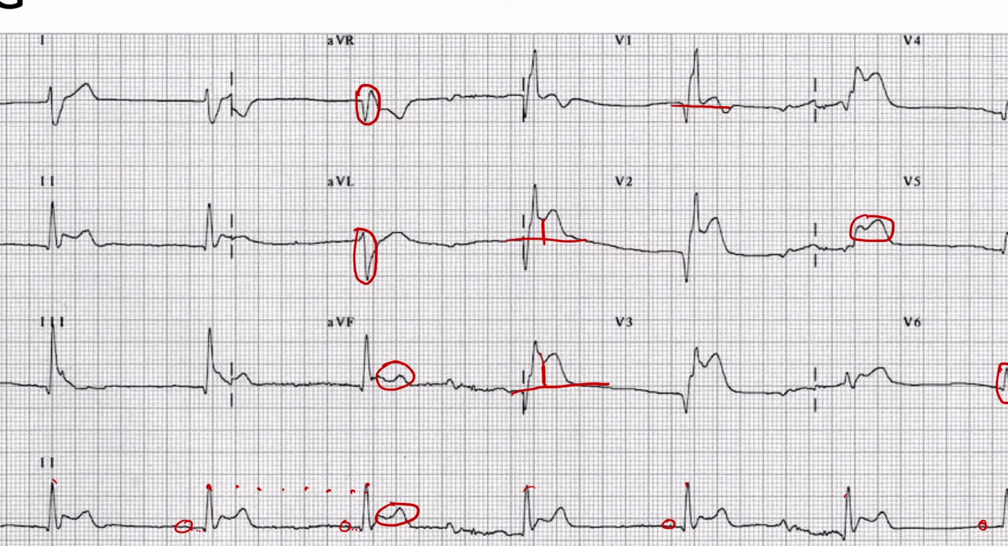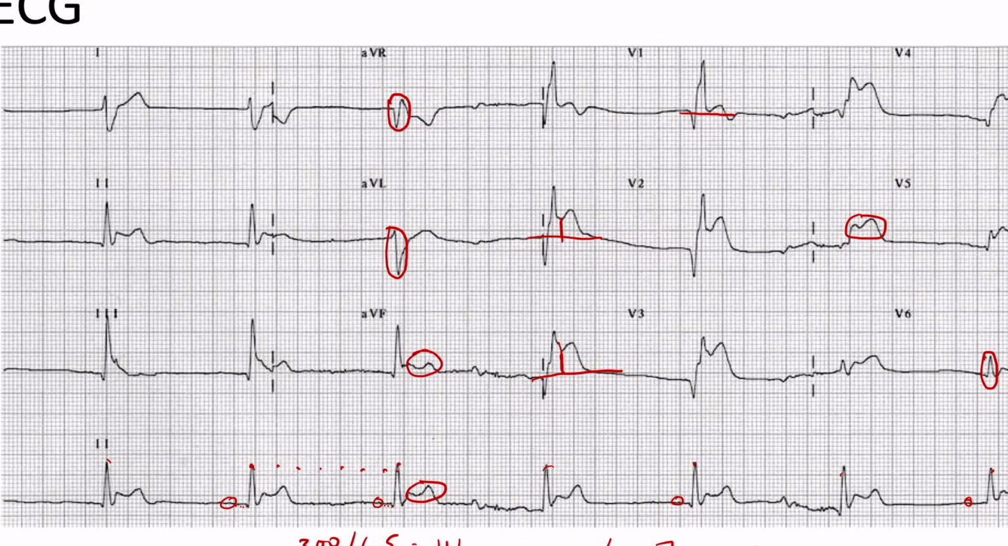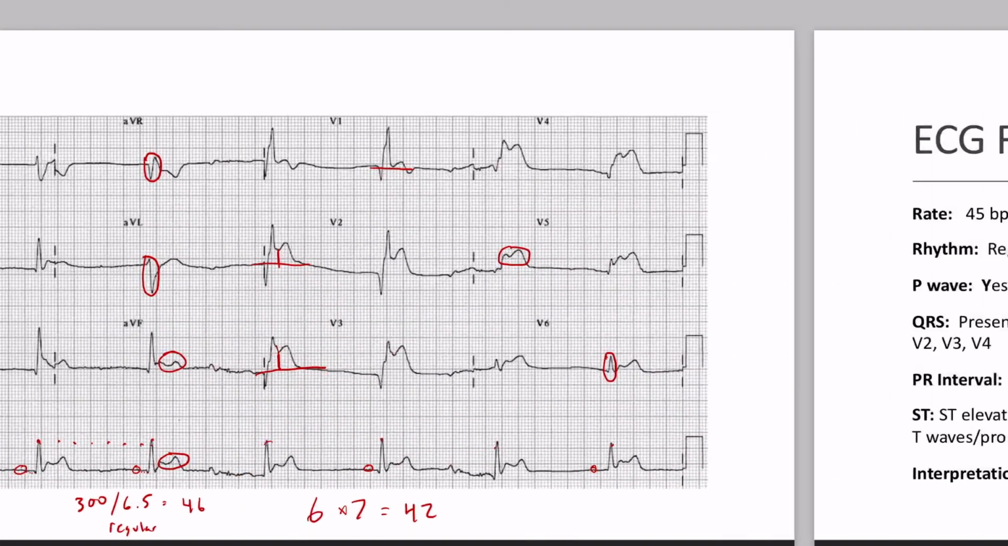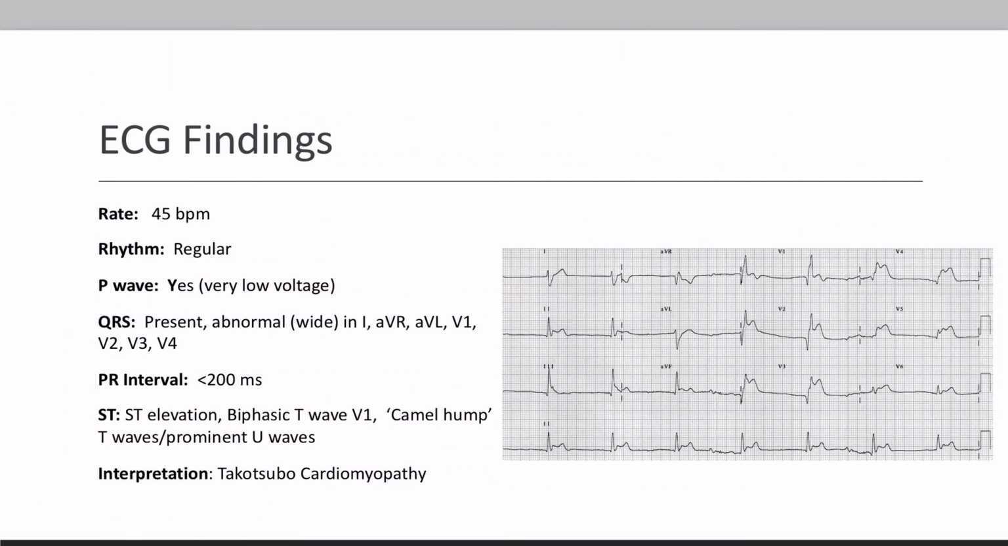So as you can see, there are a lot of things going on here. But I think the first thing that should jump to mind would be the ST segment elevation. So we'll zoom out here and review the findings. So like we said, 45 beats per minute. The rhythm is regular, so that's normal.